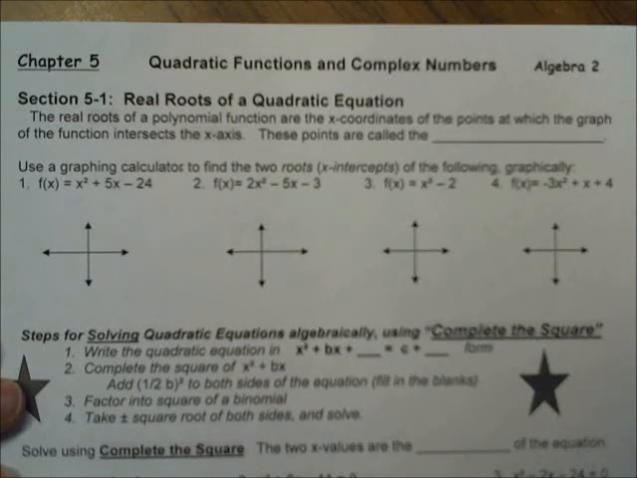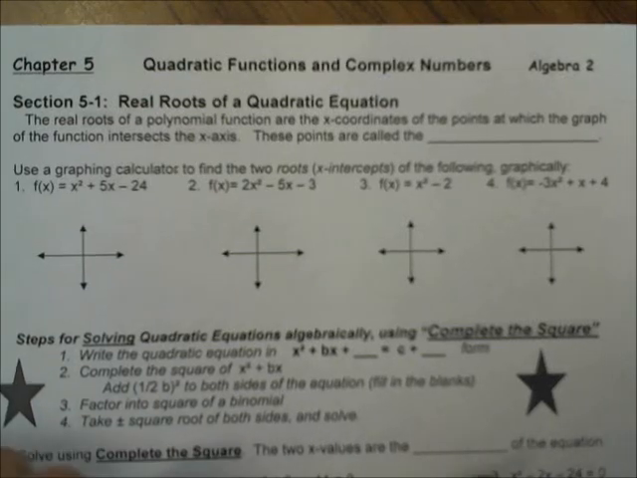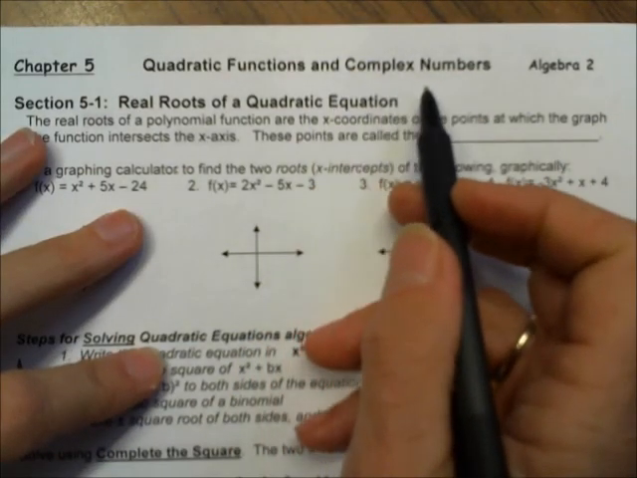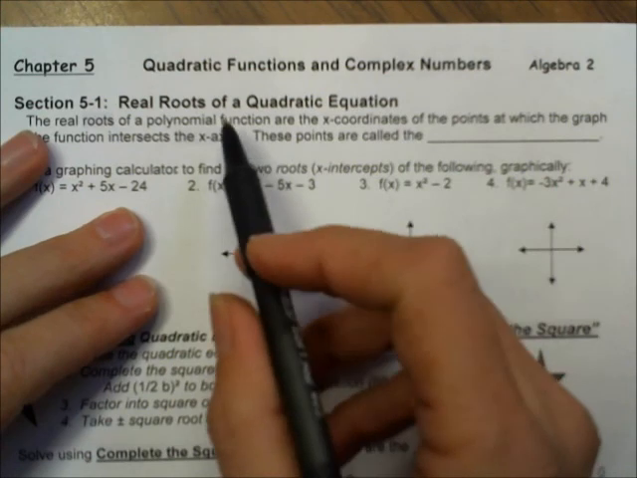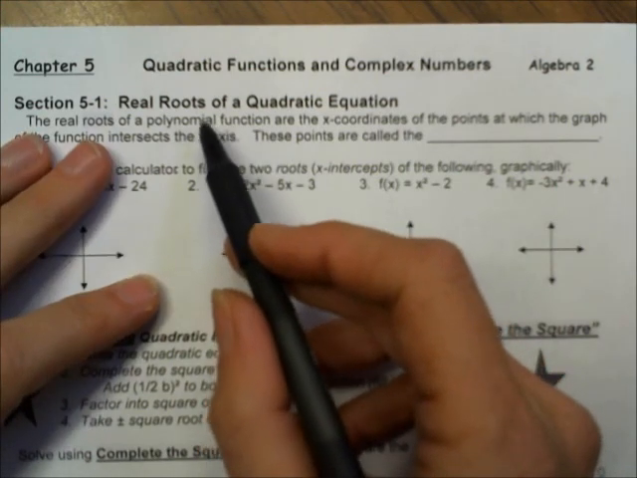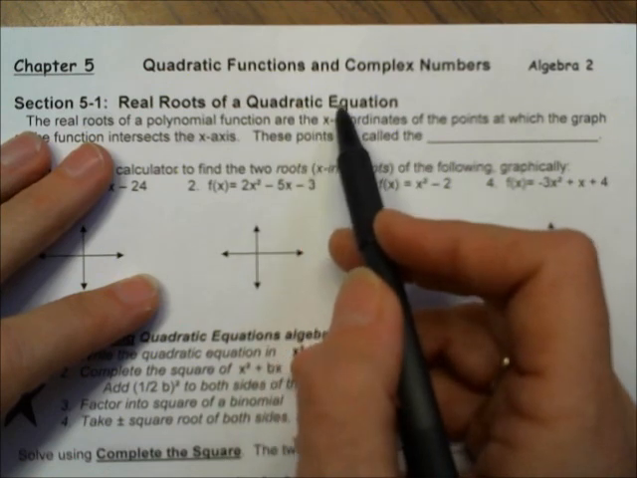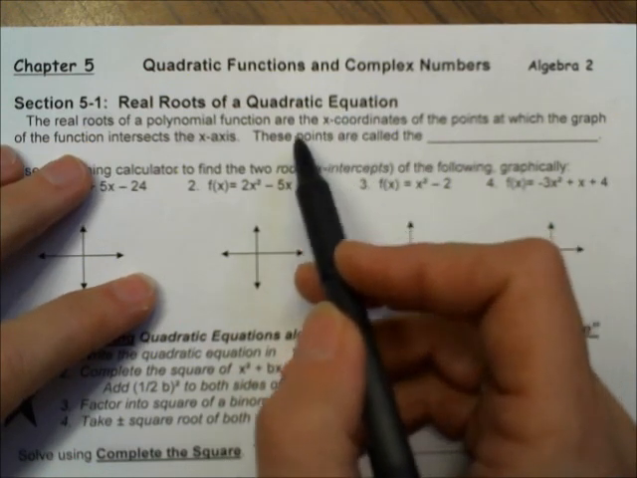Today we're going to start chapter 5. In chapter 5, we're going to talk about quadratic functions and also complex numbers in a few more days. But in the first section of chapter 5, we're going to be talking about the roots of a quadratic equation. Equations have roots or answers if you set them equal to zero.